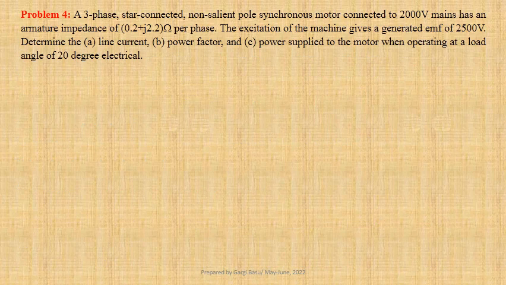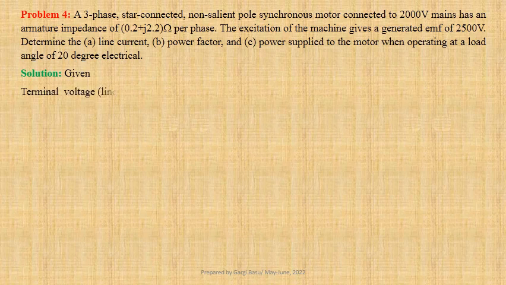A three-phase star-connected non-salient pole synchronous motor connected to 2000-volt mains has an armature impedance of 0.2 plus j2.2 ohm per phase. The excitation of the machine gives a generated EMF of 2500 volts. We have to calculate the line current, power factor, and power supplied to the motor when operating at a load angle of 20 degree electrical. Let us first write down the given data.